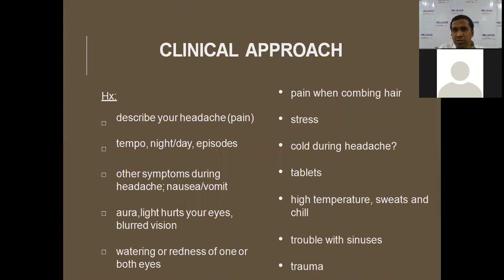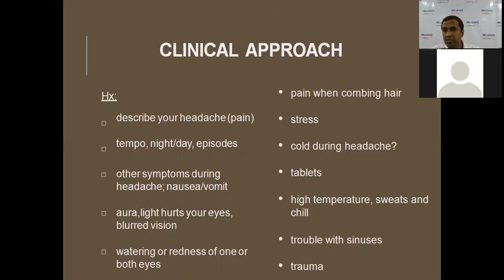So, as I said, we have a clinical approach to that. We need the patients to describe their headache. What is the intensity of the pain? What is the profile? How does it build up? What are the other symptoms, like nausea, vomiting, etc.? Migraine headaches without nausea and vomiting are very uncommon. Are there any auras, any blurring of vision, any watering or redness of the eyes? Does the patient have any cutaneous allodynia, so any pain while combing their hair?